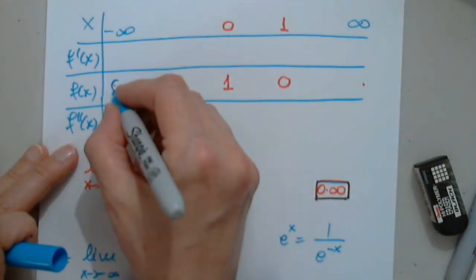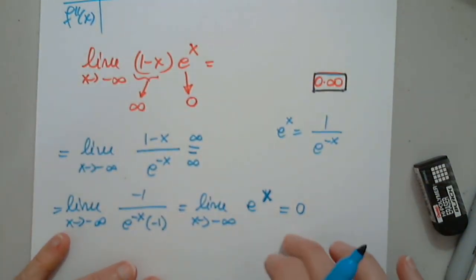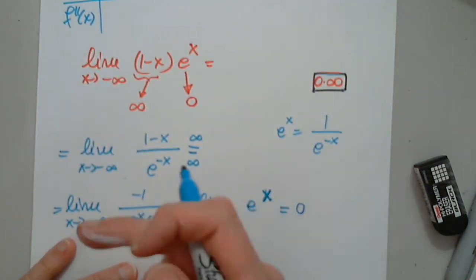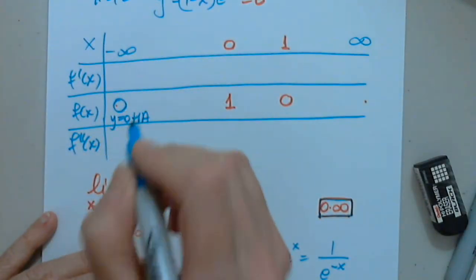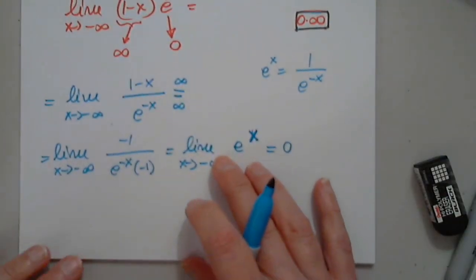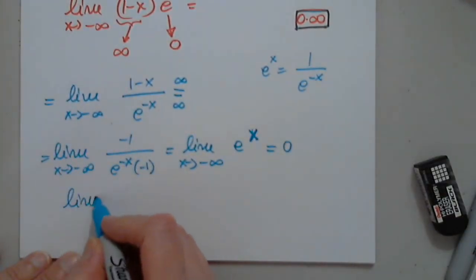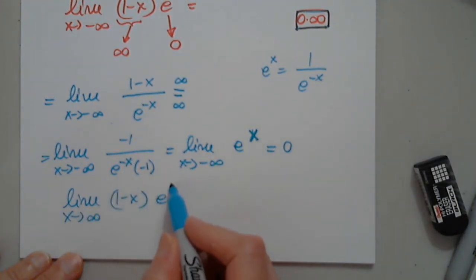So if this is 0, I will make myself a note that y equals 0 is a horizontal asymptote at negative infinity. Y equals 0 horizontal asymptote at negative infinity. I did not check infinity yet. So now I'm looking at the other side. As x approaches infinity, 1 minus x e to x.